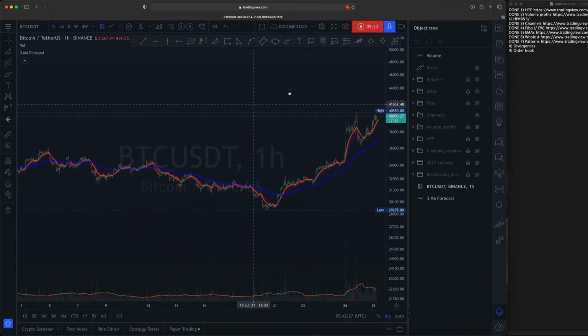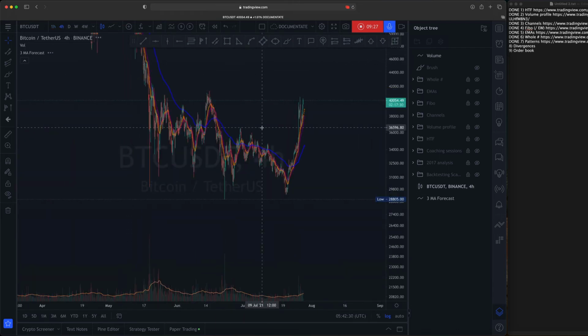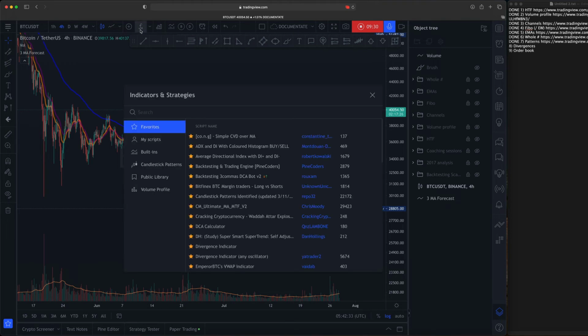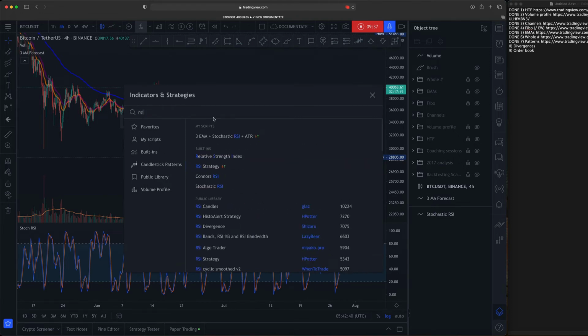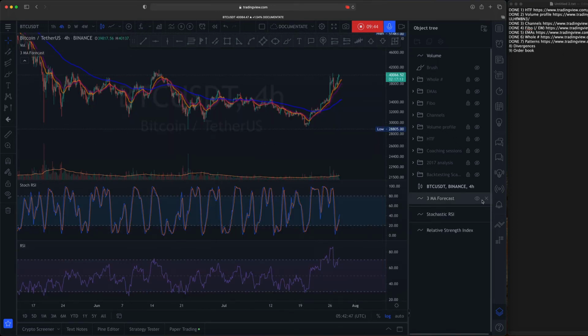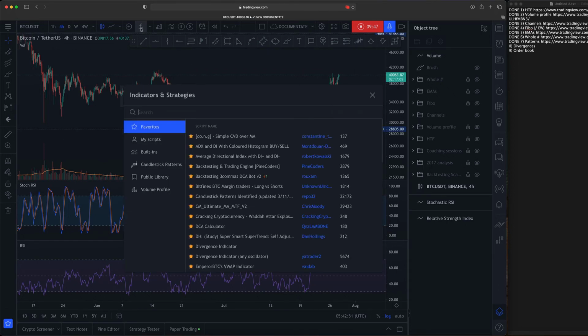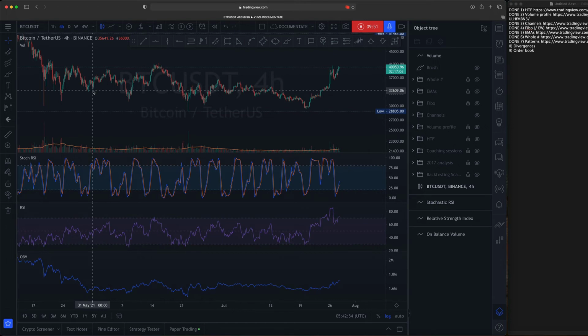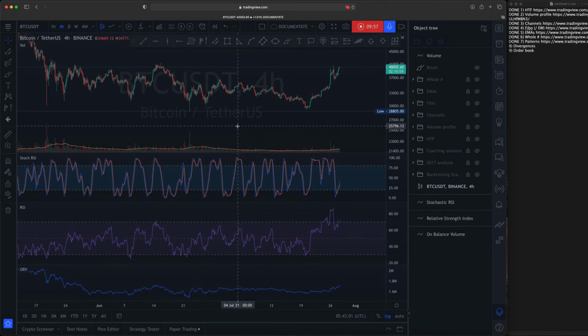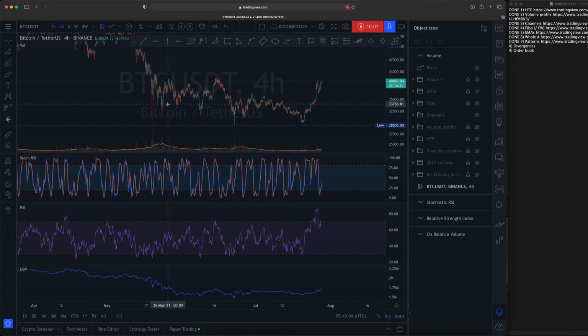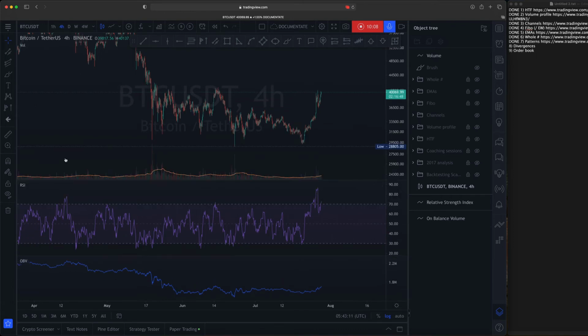Okay, let's see divergences on the 4 hours. I'm going to add stochastic, RSI. I'm going to exit this EMA and OBV. Let's see. So price was in a downtrend up until here. Stochastic is not for now, it's for lower time frames for me. Okay, so let's see.